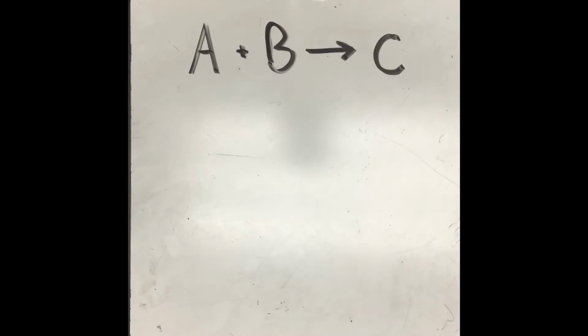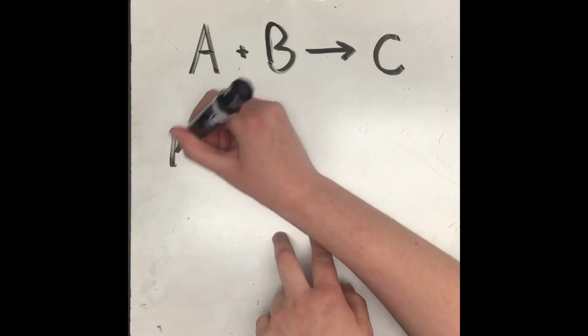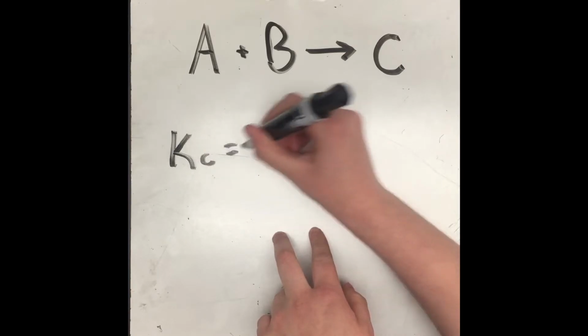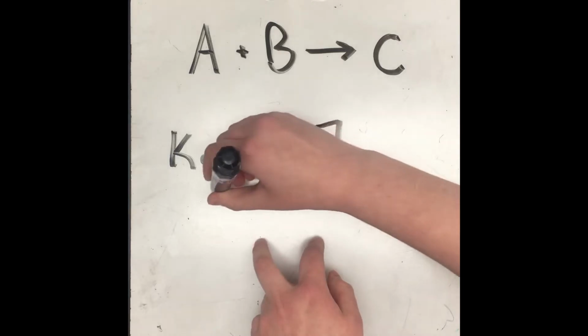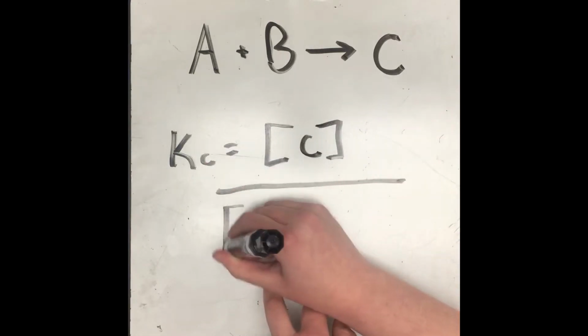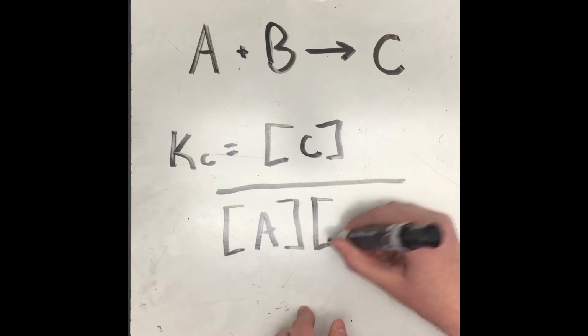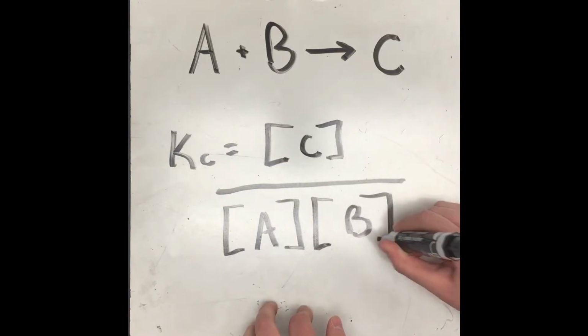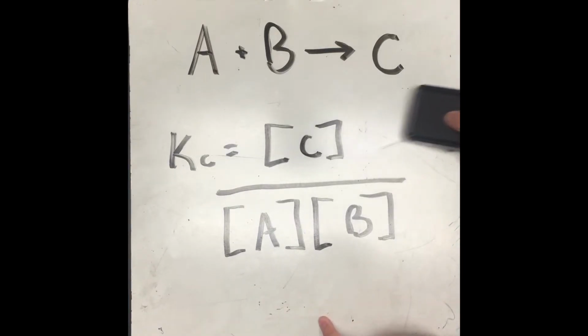So here is an example problem of setting up KC and KP. Say if you were given this equation. If you were finding KC, that's molarity. So you would take the concentration of C, the products, divided by the concentration of the reactants. So the concentration of A times the concentration of B. Once you had those molarities, you would plug those in, and then you would solve for KC.